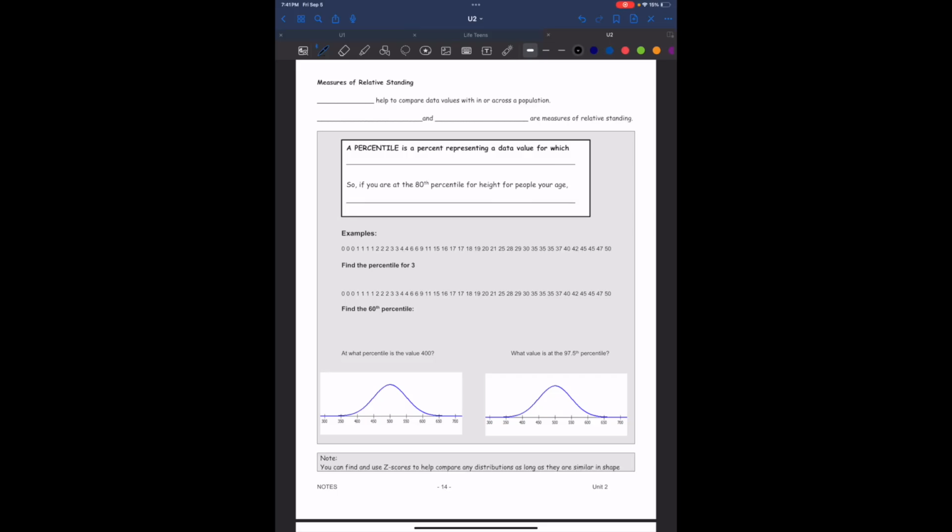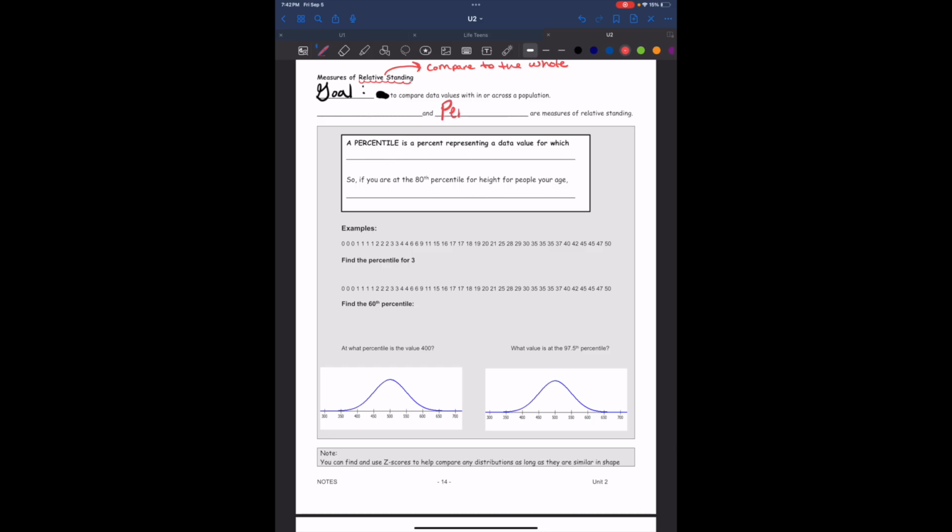All right, everyone. Our goal for this unit was to compare data values within or across populations. The way that we're going to do that is by using measures of relative standing. The word relative just helps you describe how you compare to the whole. In our first unit, we talked about relative frequencies. Remember, we used percents to help us compare to the whole. That's one way that we can compare, and we're going to use that with percentiles.